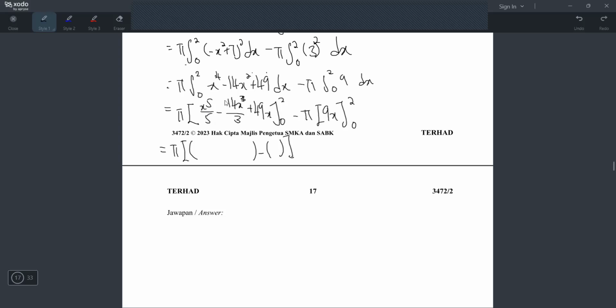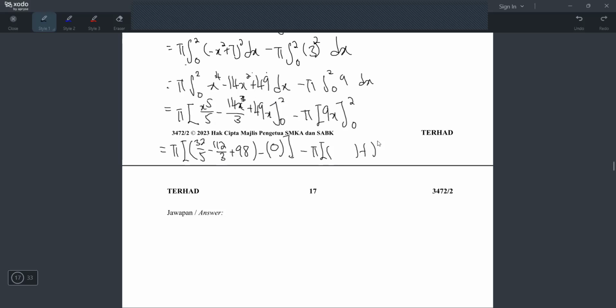Okay, when you substitute 2, it will be 2 power 5 over 5, which is 32 over 5, minus here, if you substitute x, it will be 2 power 3, which is 8. So what is 8 times 14? 112. All right, but I have to write over 3, right? So 112 over 3 plus 49 times x, which is 49 times 2. Let's press the calculator. Okay, my calculator gives me 98. All right, so done already. Now I substitute 0. When I substitute 0, the whole thing will be 0, right? So I'll just write 0 and then minus pi.